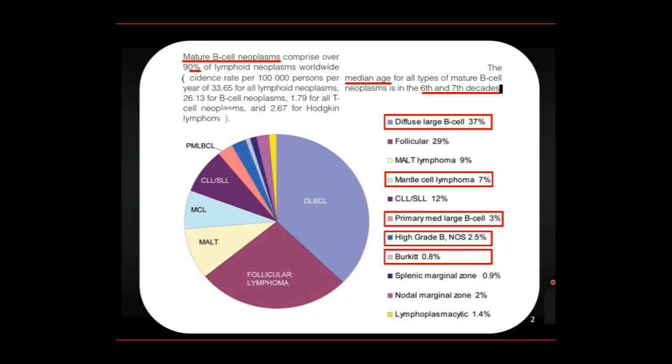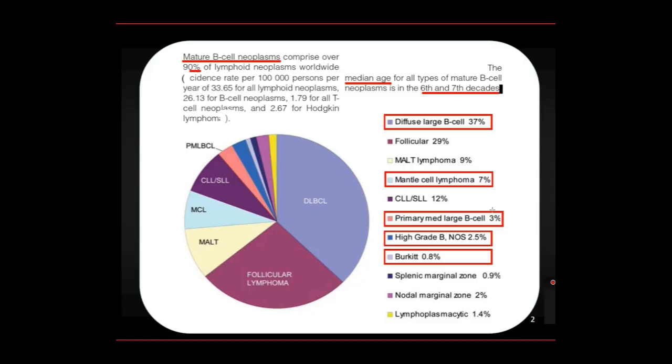below 1 year. In this chapter, we have different entities. We have diffuse large B-cell lymphoma, which is by far the commonest one. We have mantle cell lymphoma and Burkitt lymphoma, which we will deal with.